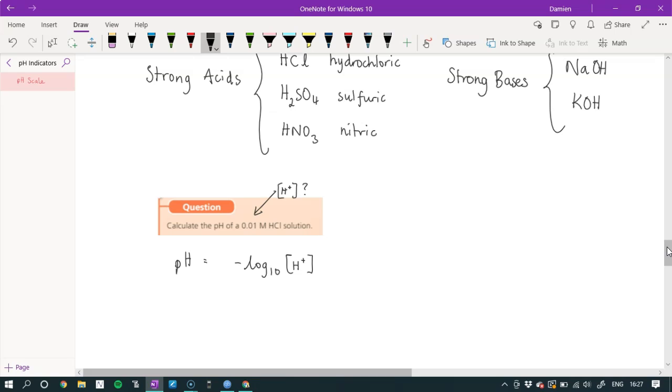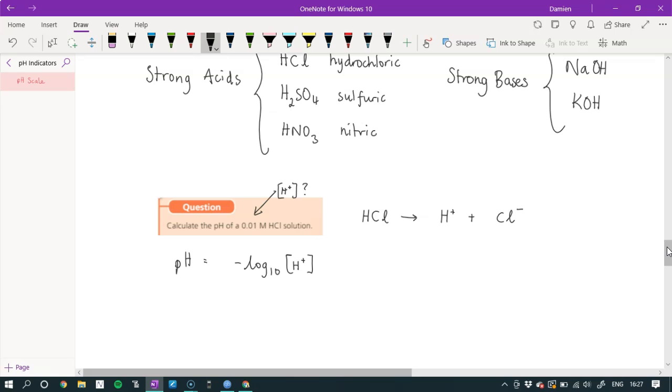Well, bear in mind what an acid does. An acid is a proton donor. An acid is a substance which dissociates, especially a strong acid, will dissociate fully in solution. Now what does dissociate mean? Dissociate means that your acid will break down into H plus ions and Cl minus ions.